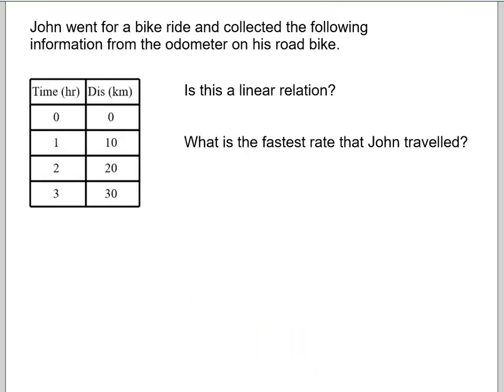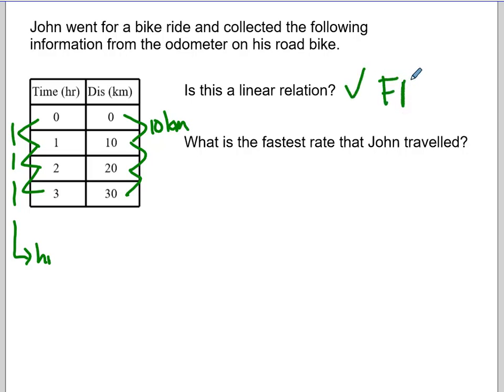Okay, and then we'll do one little word problem just to sort of get our heads in that space. John went for a bike ride and collected the following information from the odometer on his road bike. So first of all, is this a linear relation? We do a quick check. These are all changing by 1 hour. That's really important. This is measured in hours. And these are all changing by 10 kilometers. As soon as it's a word problem, you want to keep track of the units. So yes, this is a linear relationship because the first differences are constant. Okay, so we know it's linear.